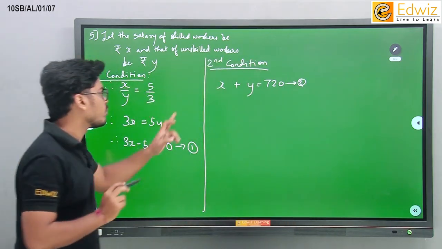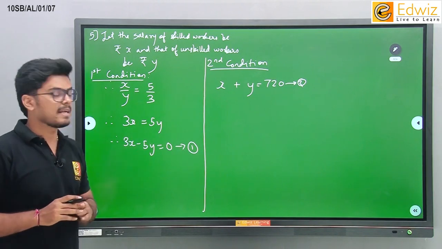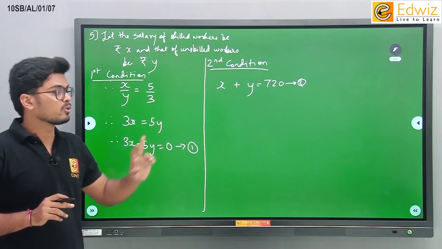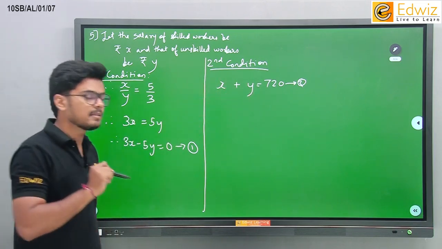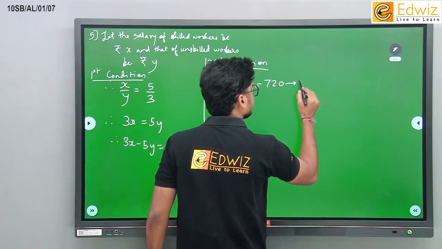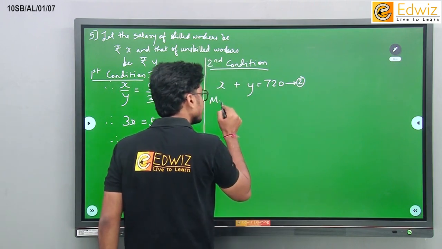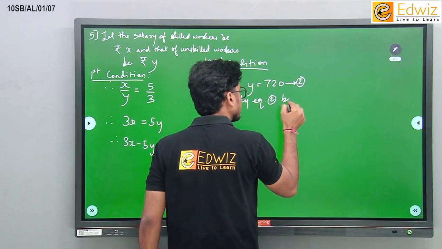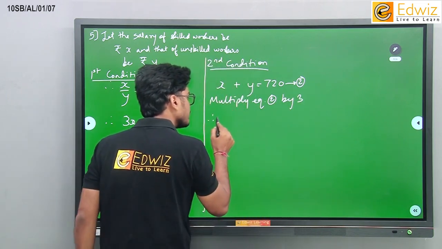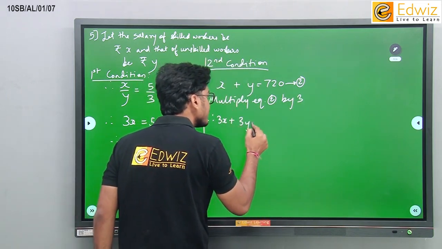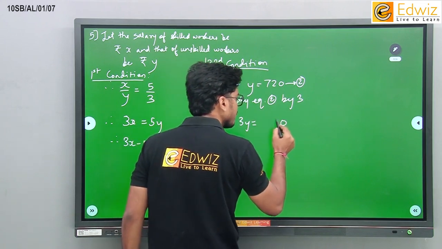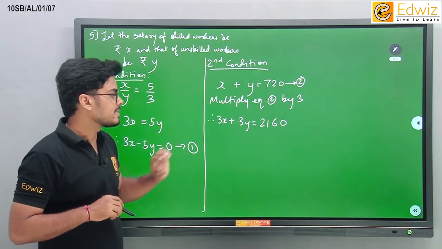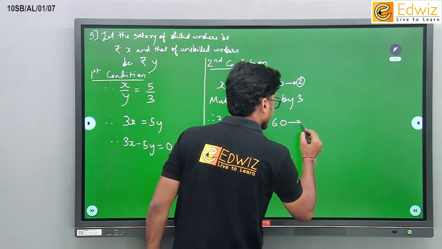Now in both these equations, if we want to make any one coefficient the same, here if I want to make the coefficient of x the same, then I will multiply the second equation by 3. Okay, multiply equation 2 by 3. So it will become 3x plus 3y equal to 3 into 720, that is 2160. Correct? Now this is my third equation.